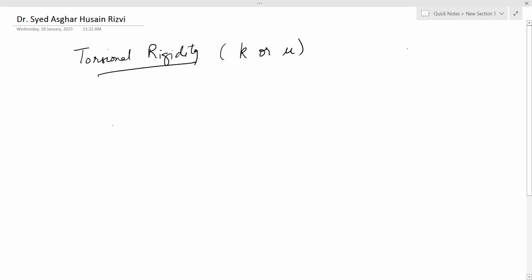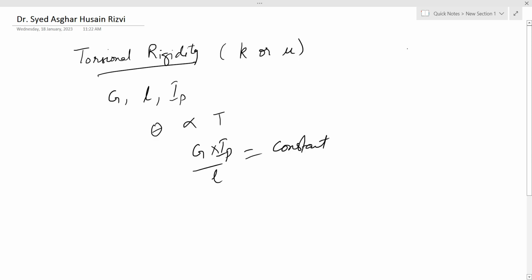Since we know that G, the length and the polar moment are constant for a given shaft, and theta, the angle of twist, is directly proportional to the twisting moment T, this value G into IP upon L is constant, and this is known as torsional rigidity.